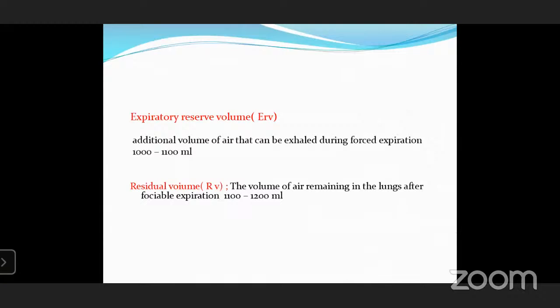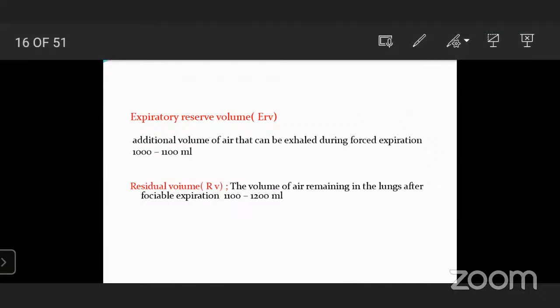Then we will go to the very important one, that is ERV, expiratory, right? So first one is the TV and second one is the IRV, inspiratory reserve volume. Now ERV, expiratory reserve volume.